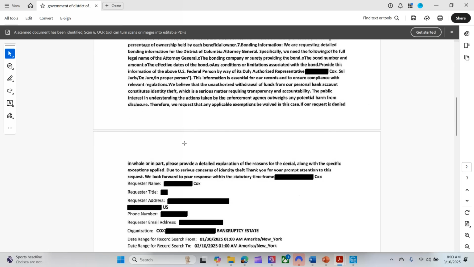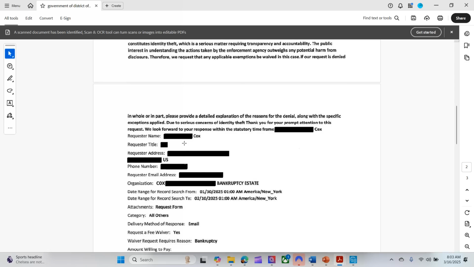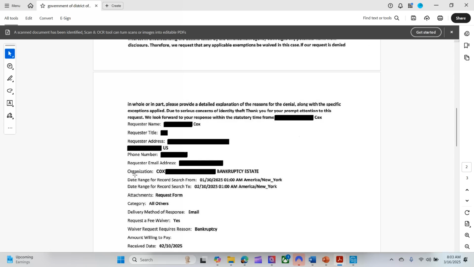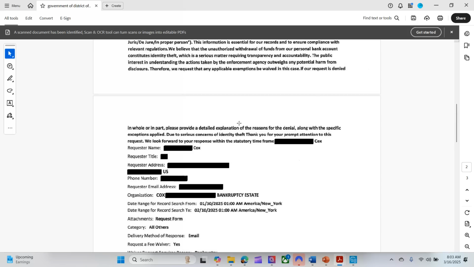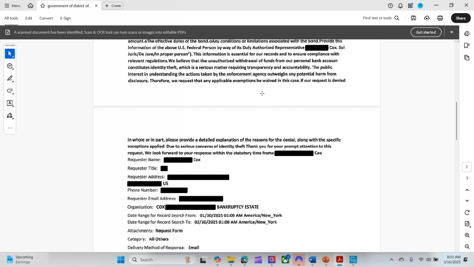Now, if you scroll down a little bit further, remember at the beginning I was telling you that they are holding what's called a bankruptcy estate. The office gave us the bankruptcy estate. So this is my client's name. They have identified the bankruptcy estate. Okay. Also, in the FOIA request, okay, we requested any applicable exemptions.